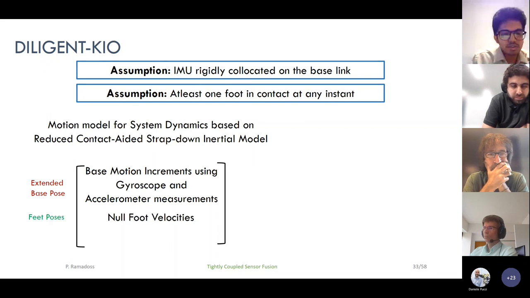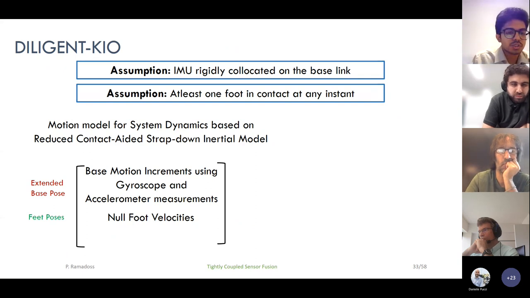For the evolution of the foot pose, we assume that they remain fixed, and this imposes a null foot velocity affected by additive white Gaussian noises. But it must be noted that this prediction model becomes invalid during the swing phase of the foot. So in this case, what we do is dynamically scale the covariances to very high values to stop trusting this prediction model and rely only on the measurements for the update of the foot poses.